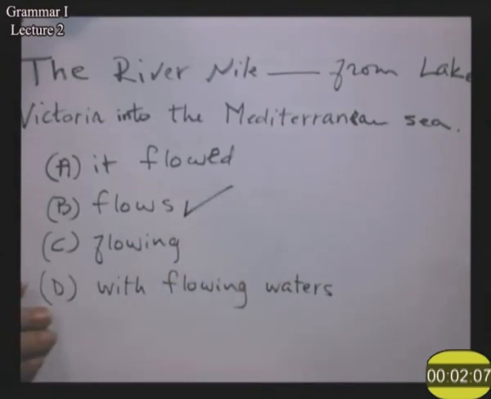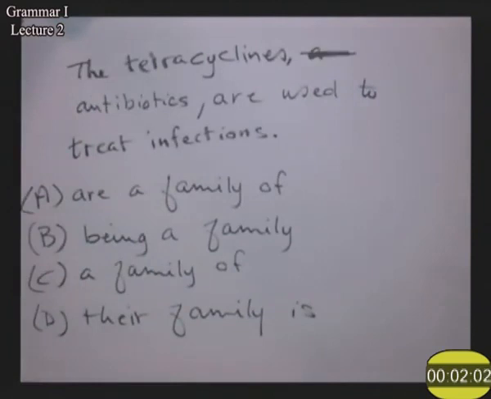طيب تعالوا نشوف المثال الأخير. The tetracyclines، انتوا عارفين التتراسايكلين antibiotic. The tetracyclines, comma, antibiotics, comma, are used to treat infections. طيب انتوا عارفين ان انا ممكن تبقى الجملة بس the tetracyclines are used to treat infections. طيب ايه اللي هيبقى separated by two commas and does not make a difference in meaning؟ انتوا فاكرين طبعا البدل أو الأوبوزيشن.